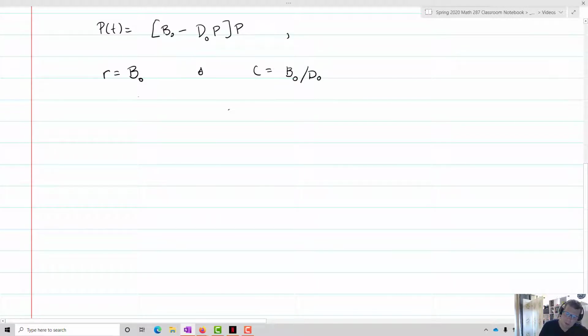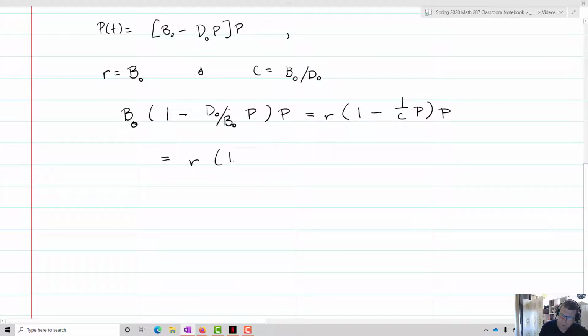So what we'll do is factor out a b naught. So b naught multiplied by 1 minus d naught over b naught times P. And then what that ends up equaling is R times 1 minus, and this is d naught over b naught, so it's actually going to be 1 over C times P, which will end up equaling R times (1 minus P over C) times P.